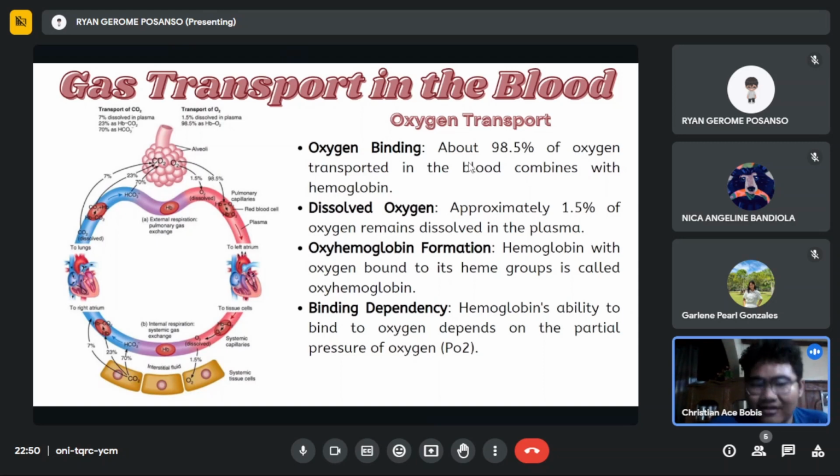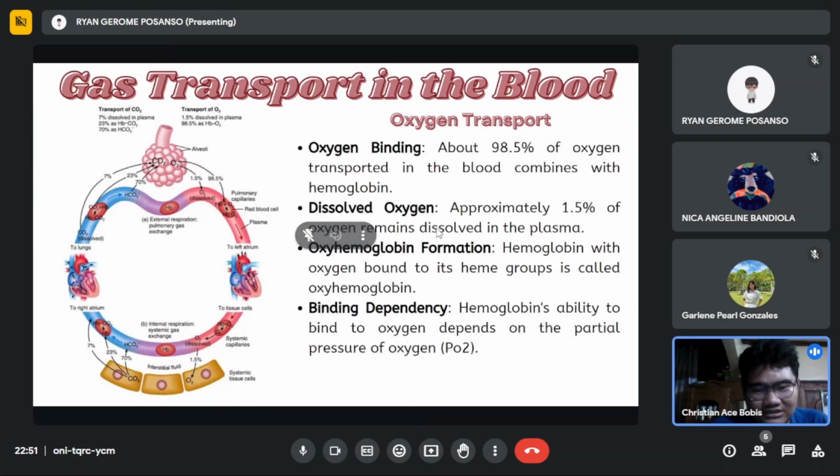This binding occurs in the lungs, where the partial pressure of oxygen is relatively high. The hemoglobin has four heme groups, each with an iron atom at its core, which binds to the oxygen molecules, forming a reversible and stable compound known as oxyhemoglobin.